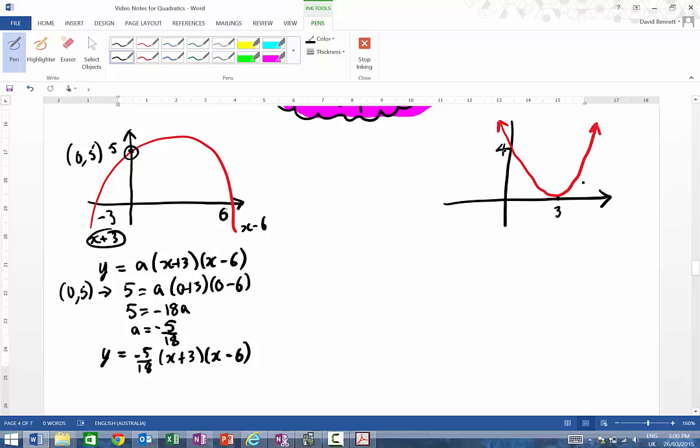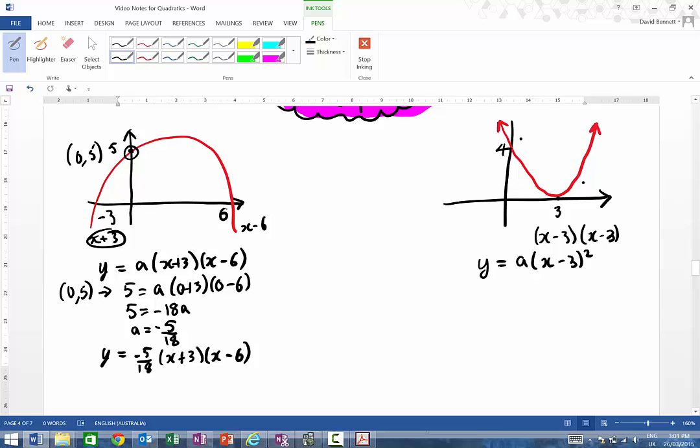Now, here, that means that I have a root at x = 3. But because it's touching the axis, I know that's a repeated root, x - 3. So this is my y equation: y is equal to a(x - 3) squared. That's what that means.